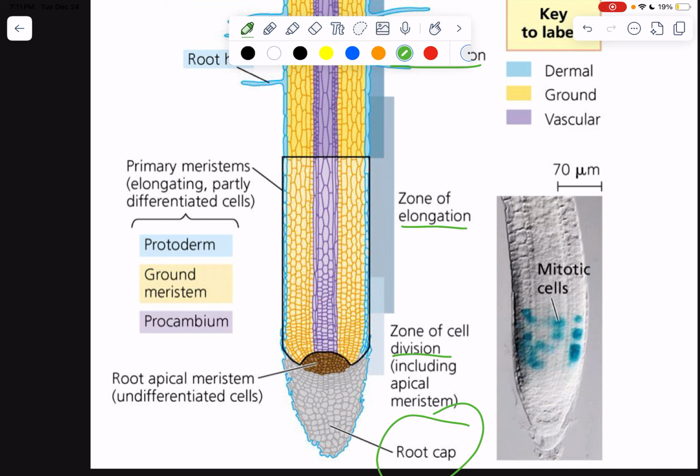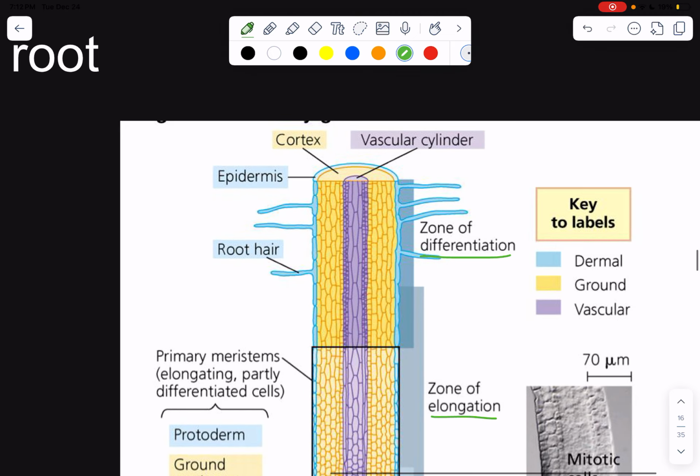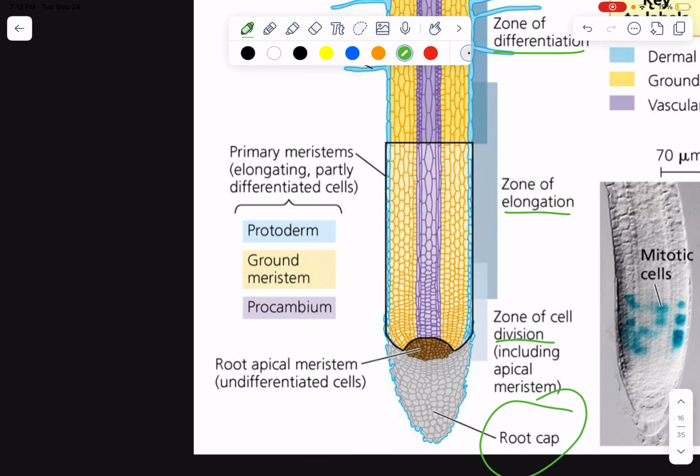And even before the root cells finish lengthening, many cells already begin specializing in structure and function. As this occurs, the 3 primary meristems, the protoderm, ground meristem, and procambium, become evident. In the zone of differentiation, cells complete their differentiation and become distinct cell types. The protoderm, the outermost primary meristem, so the blue section, is a single layer of cuticle-free cells covering the root.